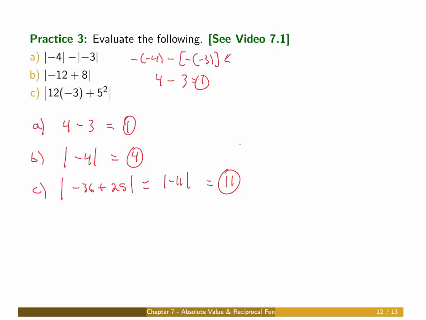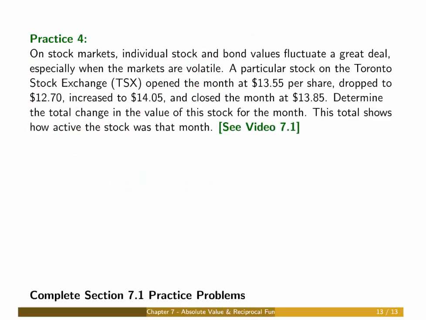Okay, so now let's move on to the last question, which is, on stock markets, individual stock and bond values fluctuate a great deal, especially when the markets are volatile. A particular stock on the Toronto Stock Exchange opened the month at $13.55 per share, dropped to $12.70, increased to $14.05, and closed the month at $13.85. Determine the total change in the value of the stock for the month. This shows how active the stock was that month.